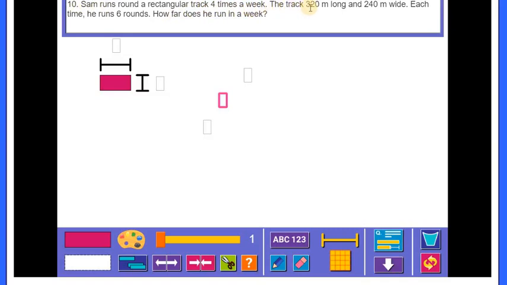Question number 10. Sam runs around a rectangular track 4 times a week. The track is 320 meters long and 240 meters wide. Each time he runs 6 rounds. How far does he run in a week? I make a model here of the rectangular track, and I label the length as 320 meters. The width is 240 meters.